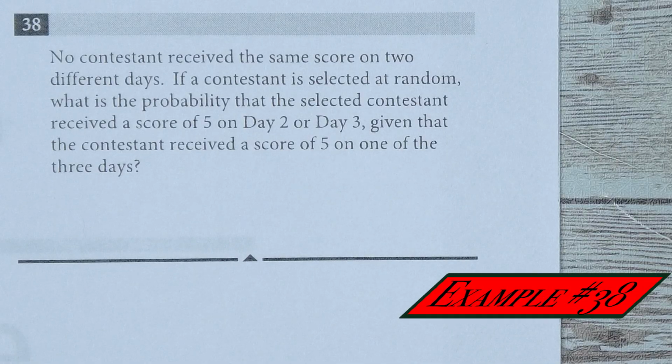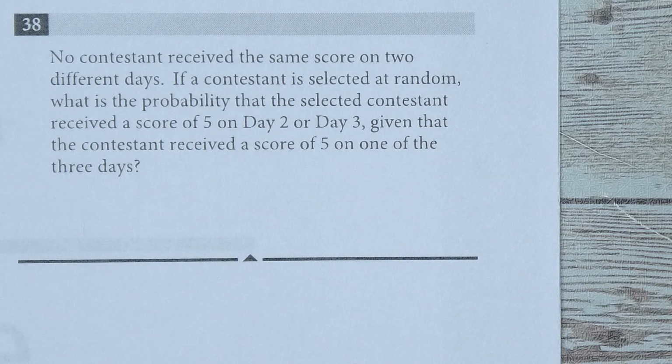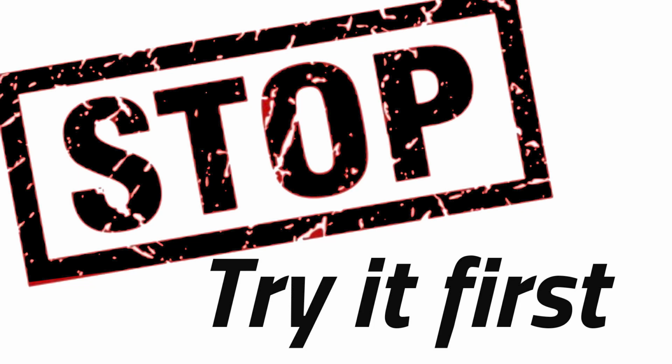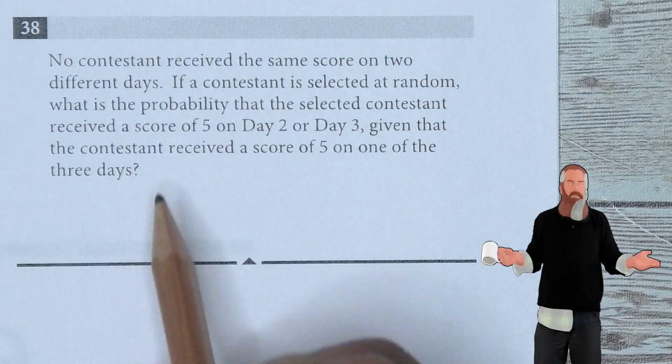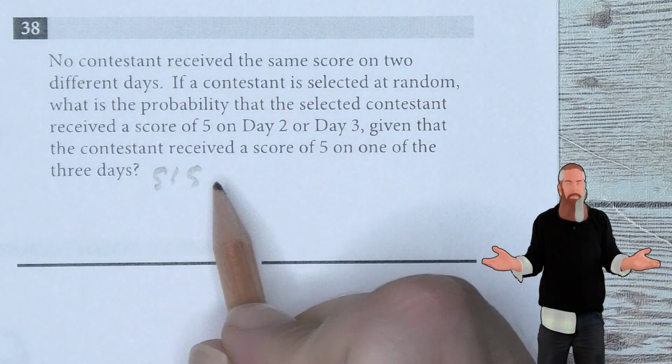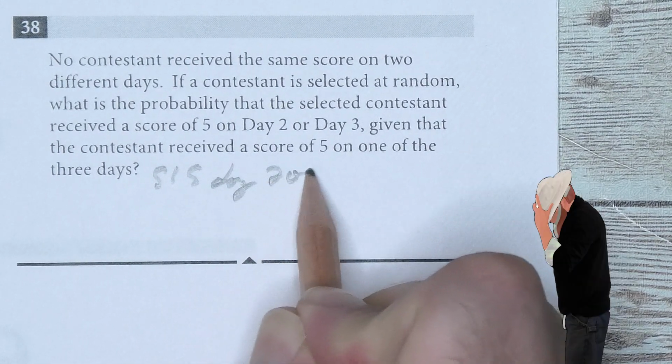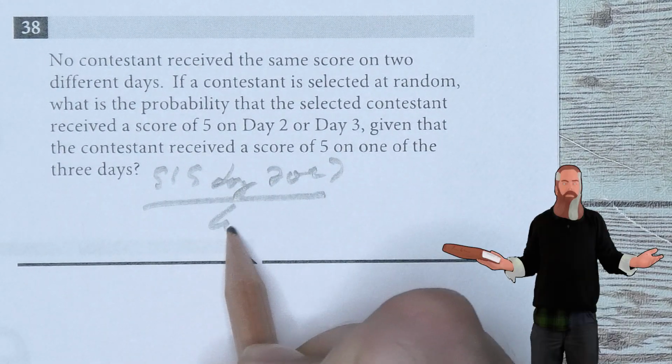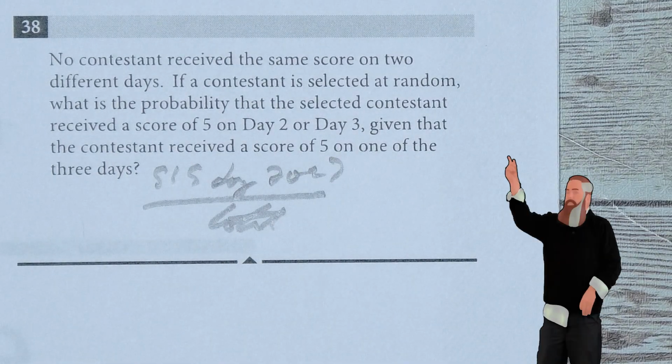No contestant received the same score on 2 different days. If a contestant is selected at random, what is the probability that the selected contestant received a score of 5 on day 2 or day 3, given that the contestant received a score of 5 on one of the 3 days? So we're looking at if they get 5 out of 5 on day 2 or 3 divided by the total. This sounds like it's very confusing.